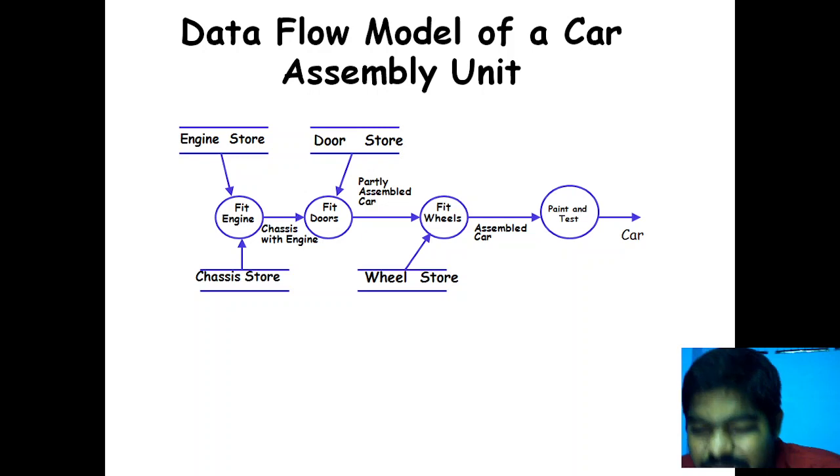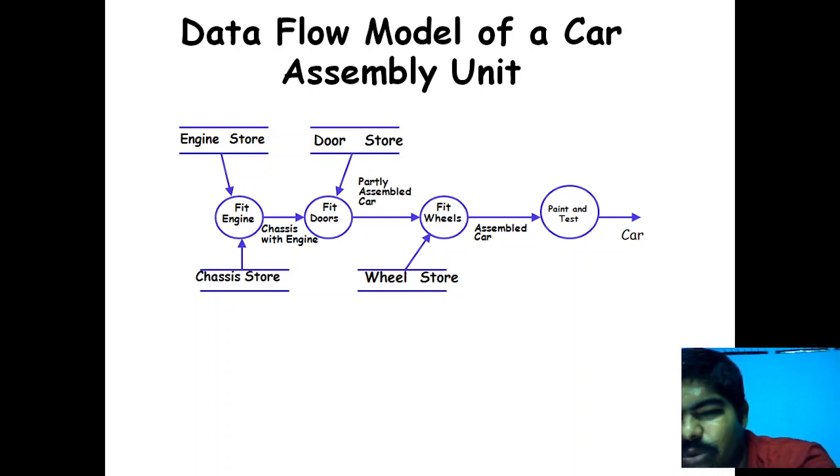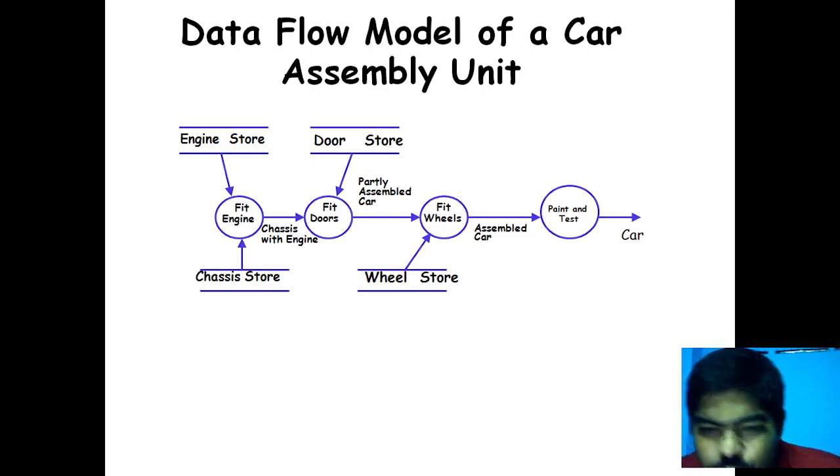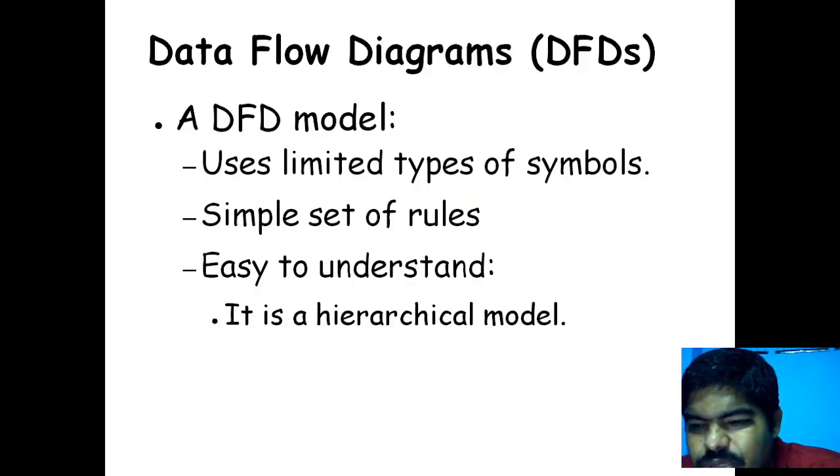Later, when we move deeper into DFD diagrams, we can explain what these cross lines are, what those round symbols indicate, and what those two parallel lines indicate. That we will discuss when we move further into data flow diagrams. So this is what our final car comes out as.